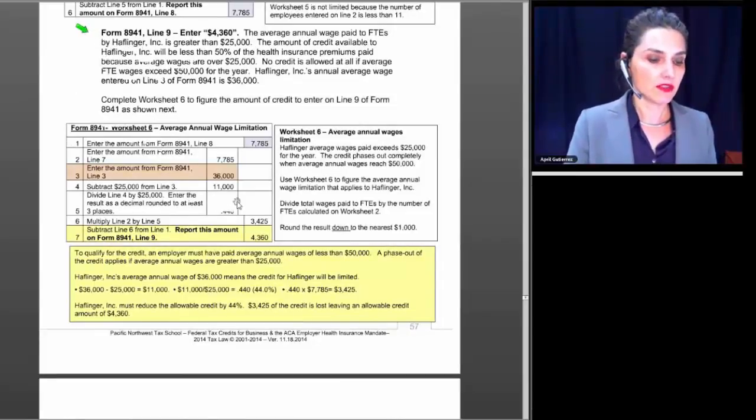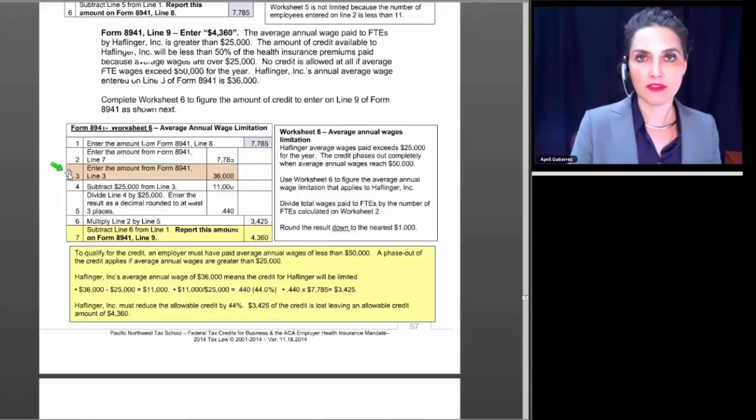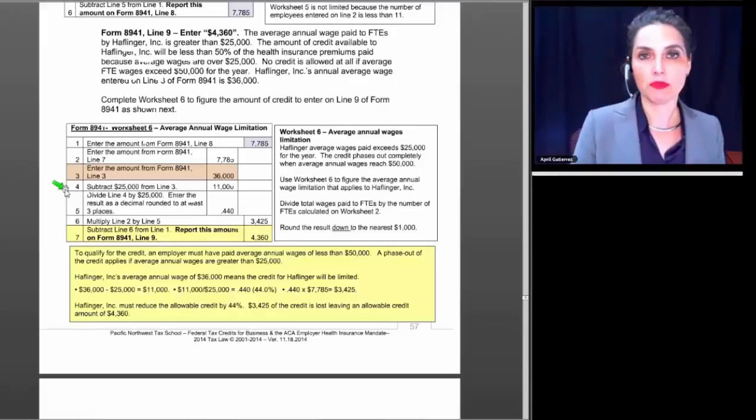In this case, the total amount of credit that Haflinger will be eligible for is $4,360. That is down from $77.85. How did we figure that? Well, we begin by entering the maximum potential credit. Then on line 3, we enter the average wages paid. We subtract $25,000 from the average wages paid, and when we do that, we get $11,000.